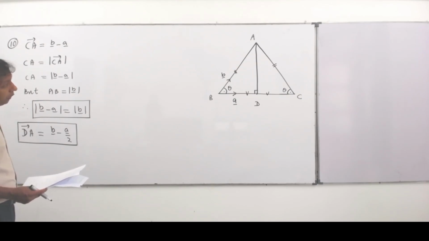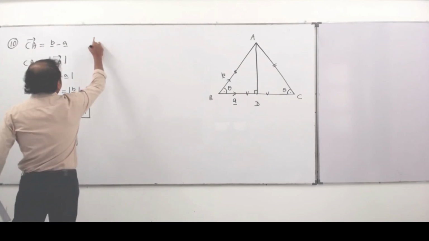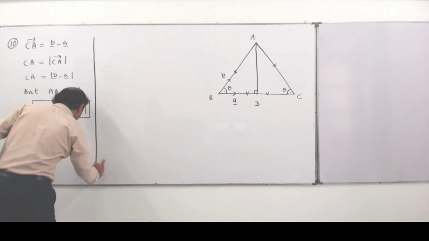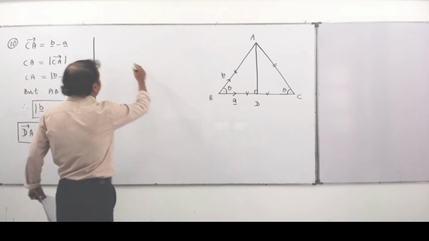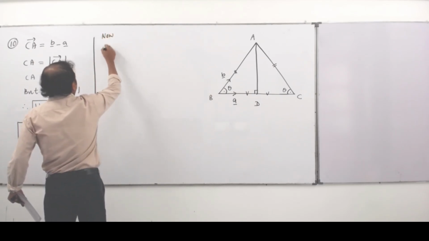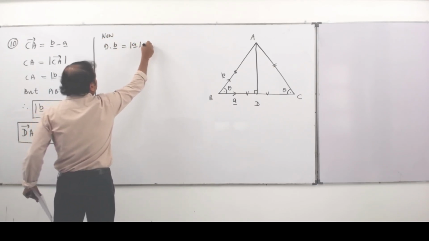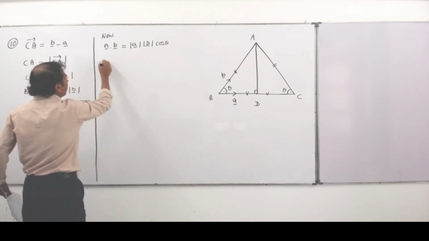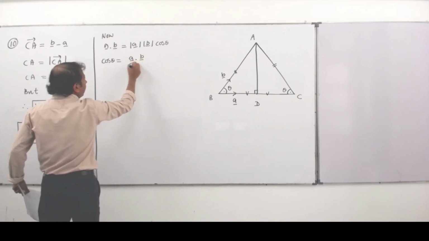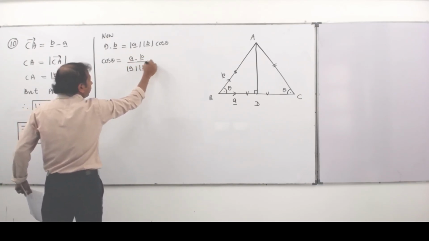People, now I can take A dot B. This A dot B I can take. Now, A dot B, what is that? A modulus, B modulus, cos theta. Then subject cos theta: A dot B divided by mod A, mod B. Okay.